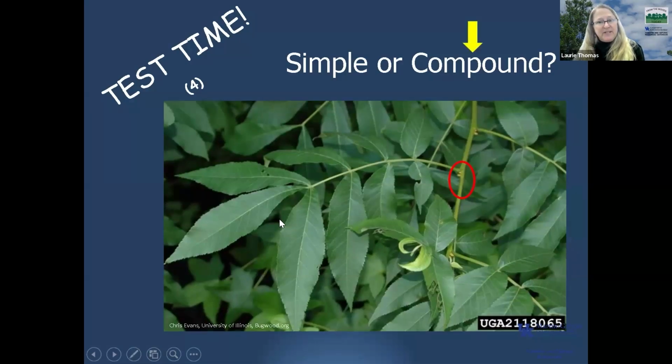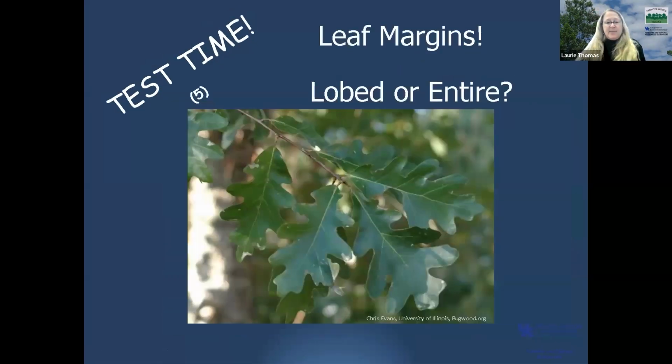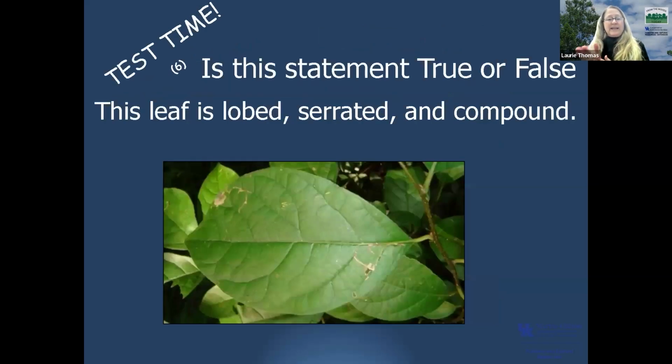All right, hopefully everybody's doing well on this. Now let's talk about leaf margins. So when we look at this leaf right here, do we have lobed leaves or entire? Is that like an oval, or do we actually see lobes sticking out like we've stuck our thumbs in there? Hopefully everybody's saying that we see a lobed leaf here. Good deal.